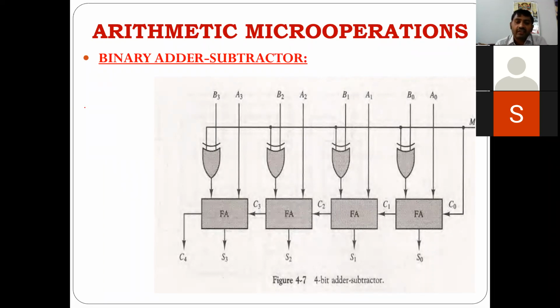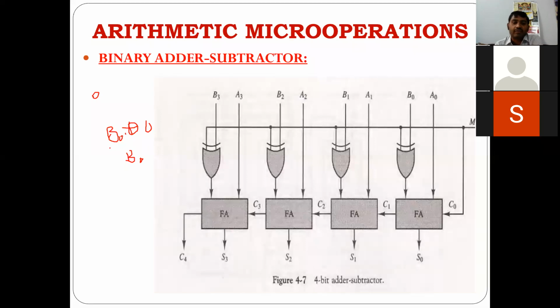For example, if you take control signal M equal to 0, what will happen? See, A0, A1, A2, A3 will be loaded into the full adders. And B0 is coming through the XOR operation. So B0 XOR 0, what is that? Then it will be B0, isn't it? Then it will be B0 XOR 0.